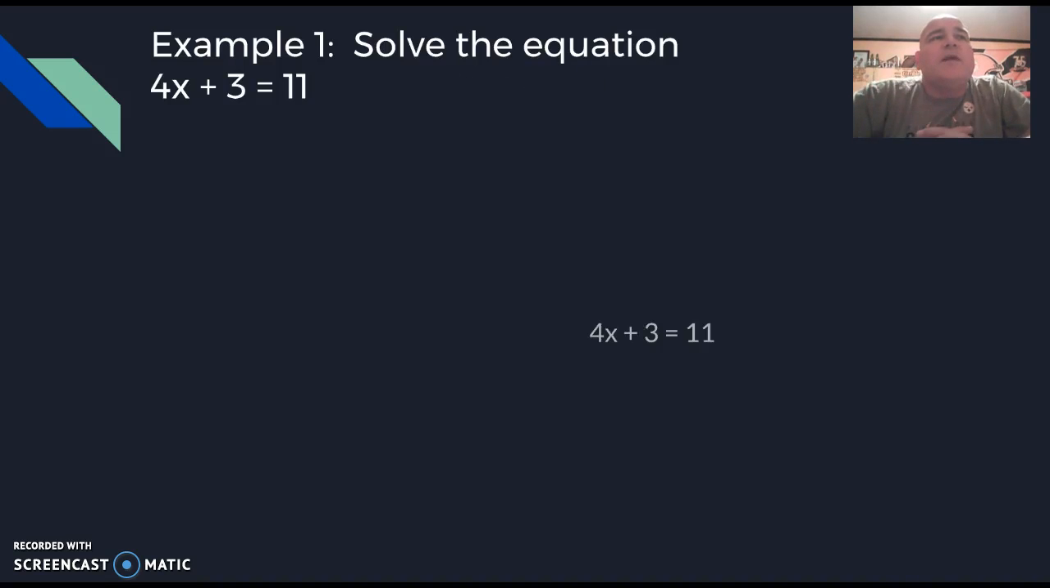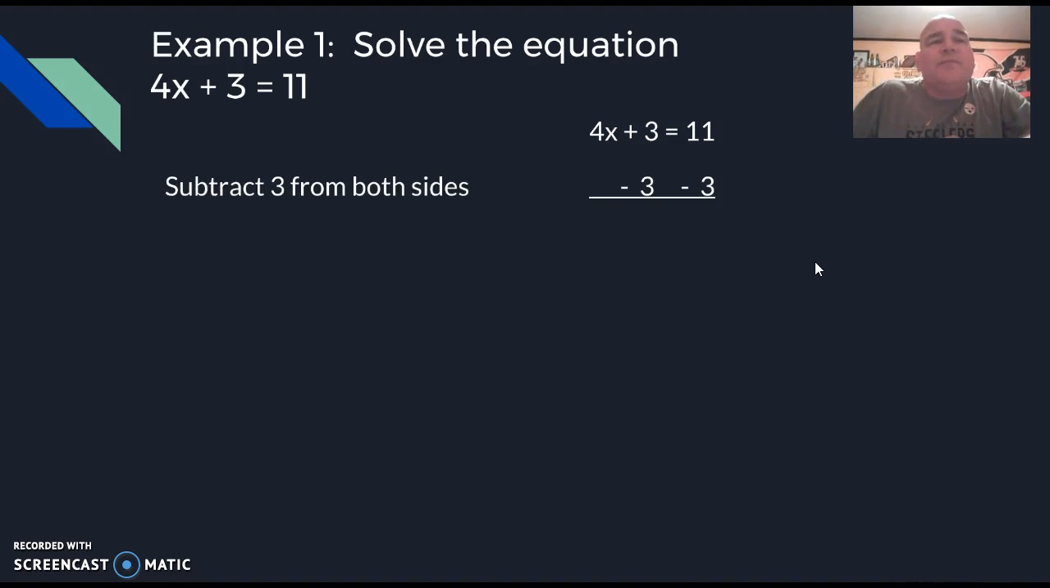Solve the equation 4x plus 3 equals 11. So here's our equation, 4x plus 3 equals 11. Notice that we want to start by undoing the addition. The variable is on the left side, so everything we do is going to be on the left side of the equal sign. They've added 3, so the first thing we'll do is subtract 3 from both sides. Remember, do unto one side as you do unto the other. When we subtract 3 on both sides, we end up with 4x equals 8.